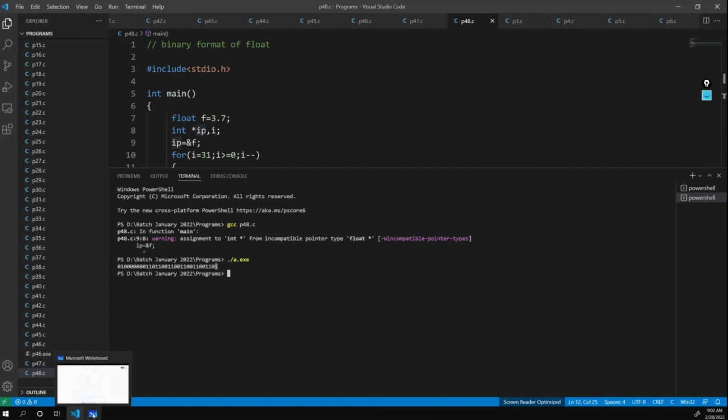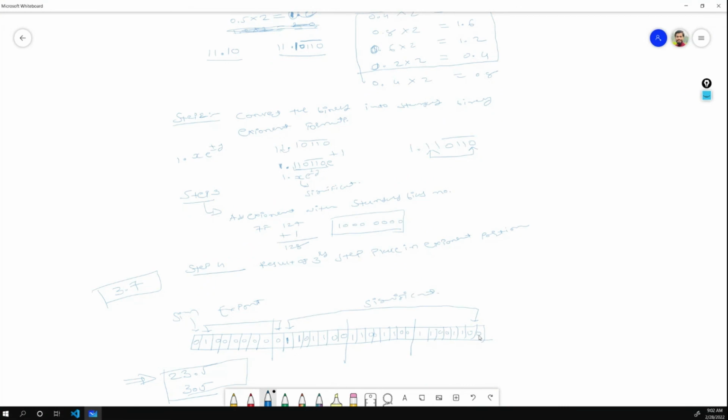So here I made one mistake. It is completely repeating, but the last bit will be 1 instead of 0, 1, 1, 0, 0, 1, 1, 0. Here we have to put 1 as the last bit.